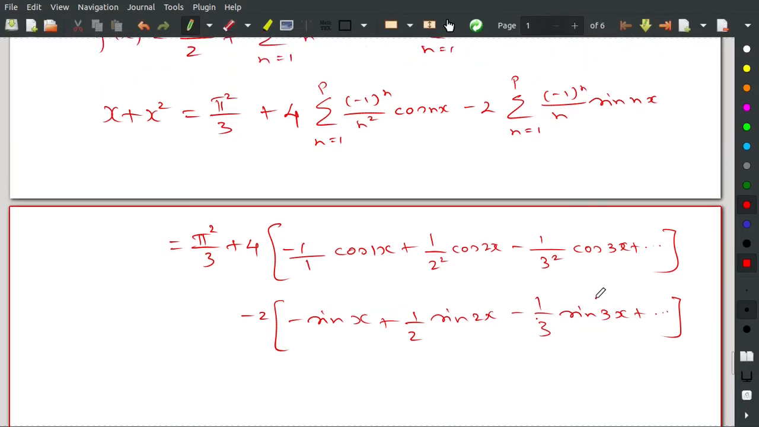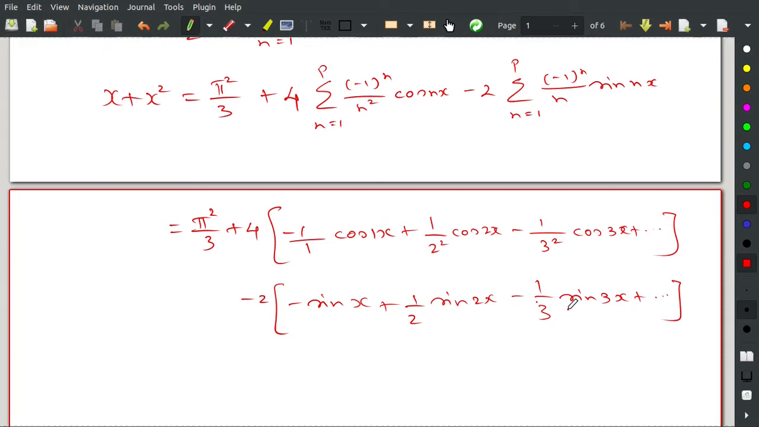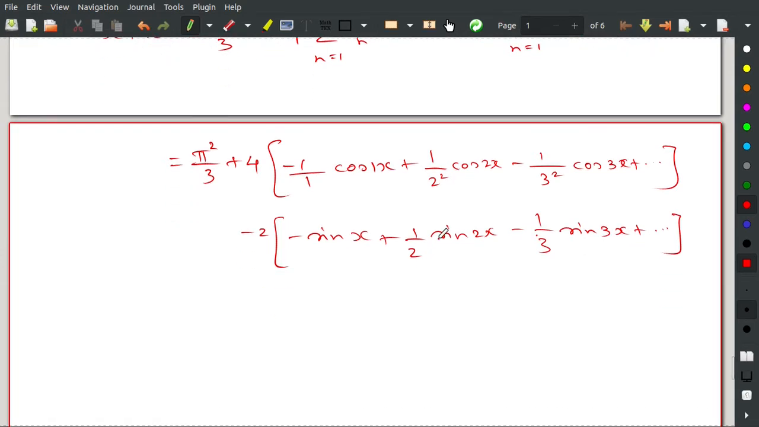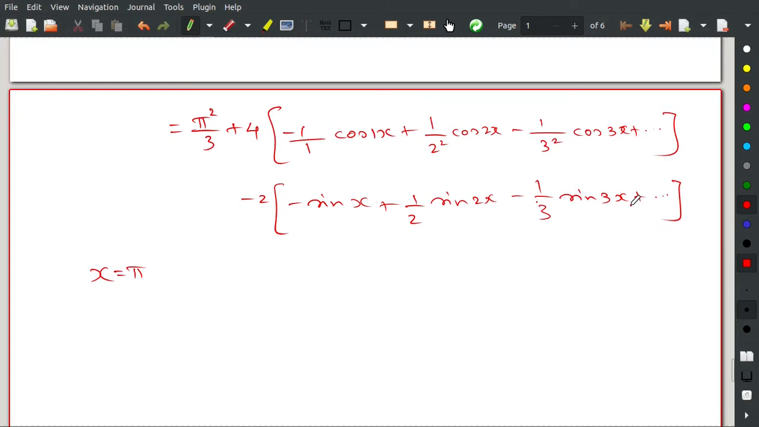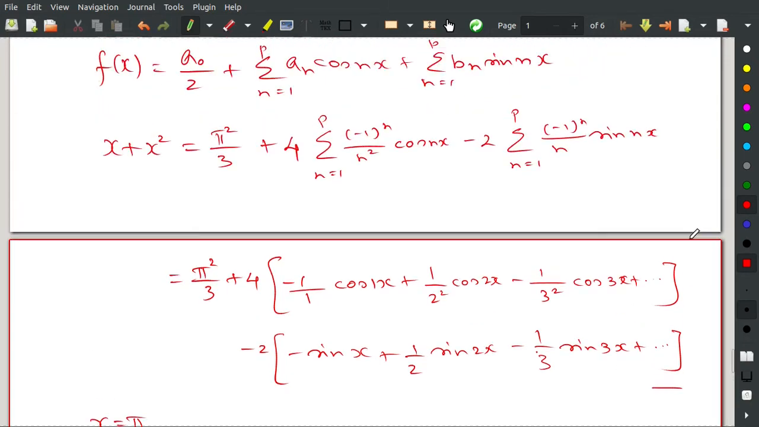So this is what we have done already, okay? So they asked to prove that pi square by 6 equals 1 plus 1 by 2 square plus 1 by 3 square plus etc., okay? For that we have to do two things. Just substitute x equals pi in this equation, okay? Let me name this equation, let it be 1, let it be 2, okay?